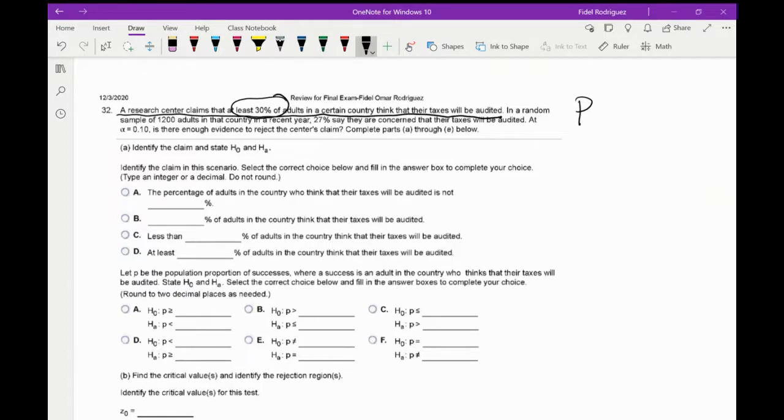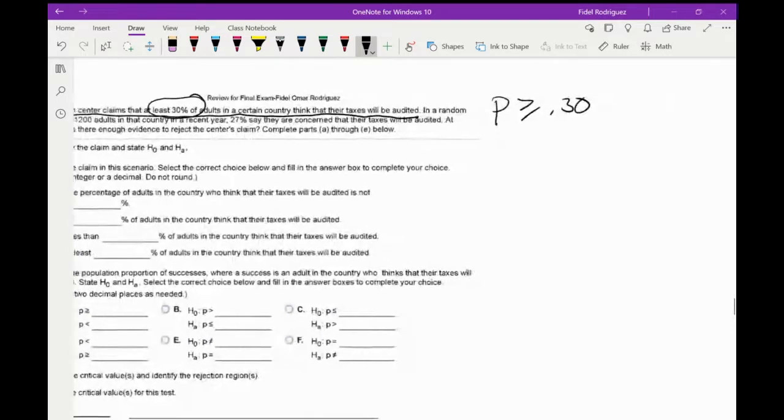What do y'all think at least 30% means? Does it mean 30% or more? Does it mean more than 30%? Does it mean less than 30%? Anyone have an idea? What do y'all think? Greater than or equal? Yeah, greater than or equal to. Excellent. So P is going to be bigger than or equal to 0.30. This is our claim.